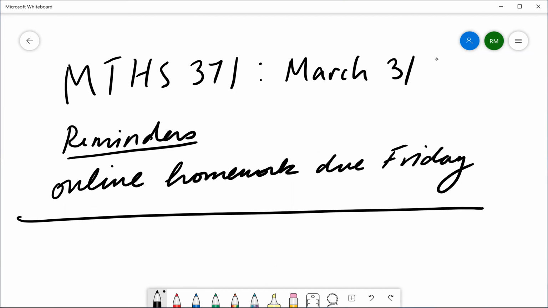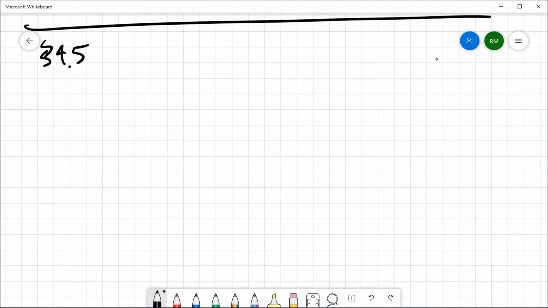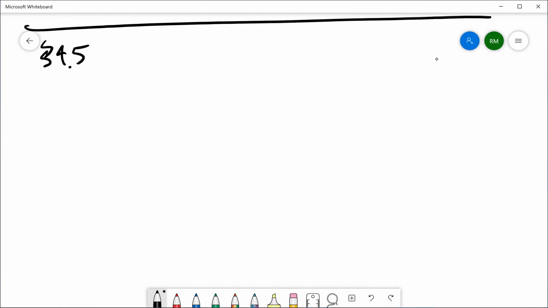So today we're going to take a look at section 4.5. I have a new stylus, so hopefully my handwriting's a bit better today.